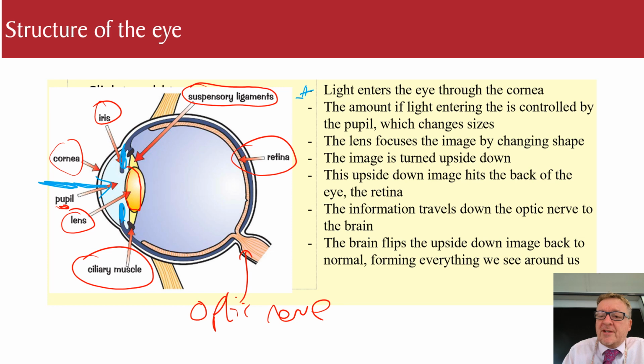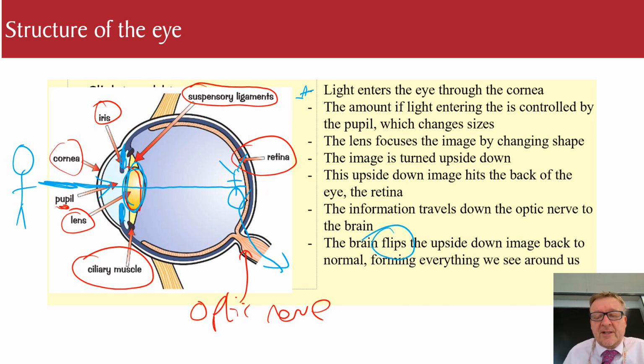The lens focuses the image by changing its shape. If you're looking at something a long way away, it will change shape, and if you look at something close, it will change shape, and it focuses the image on the back of the eye. Weirdly, the image actually gets turned upside down on the back of the eye. The information then travels down the optic nerve, and because the brain is incredibly clever, it flips the image so we see it as normal.